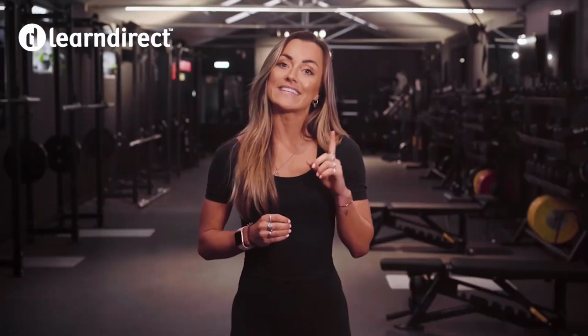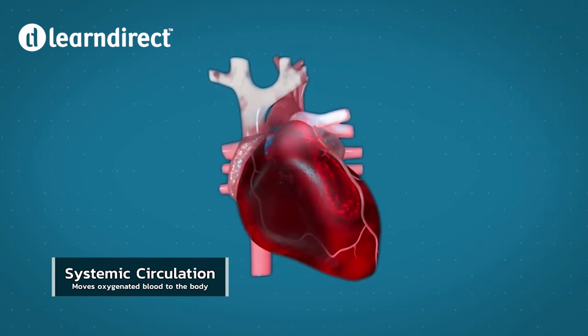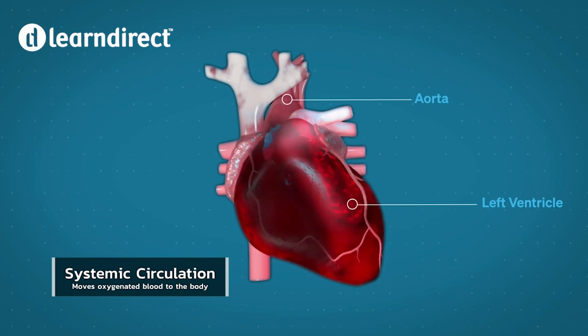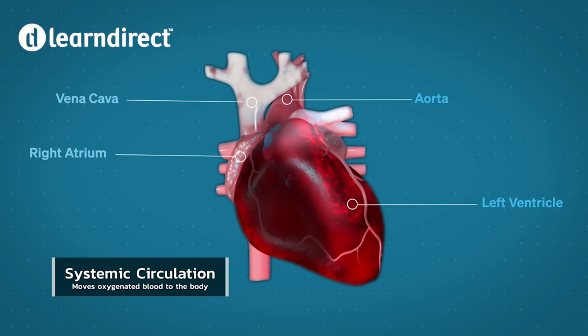Then we have systemic circulation. Now this is the flow of oxygenated blood from the left ventricle to the body via the aorta, and the return of deoxygenated blood to the right atrium via the vena cava.